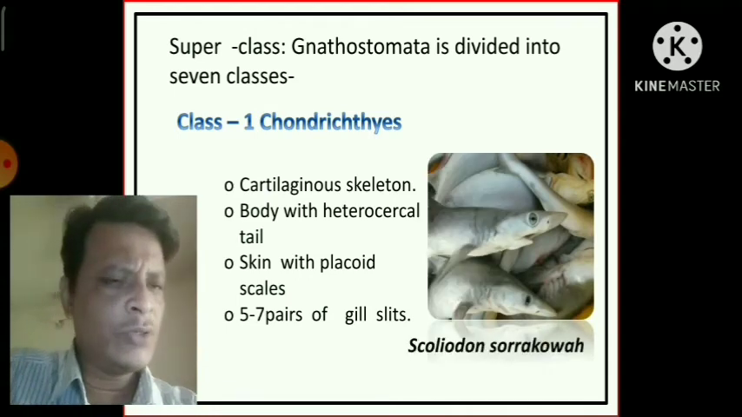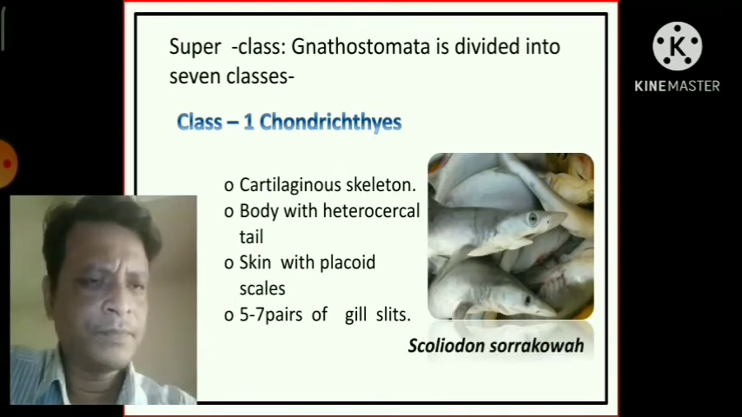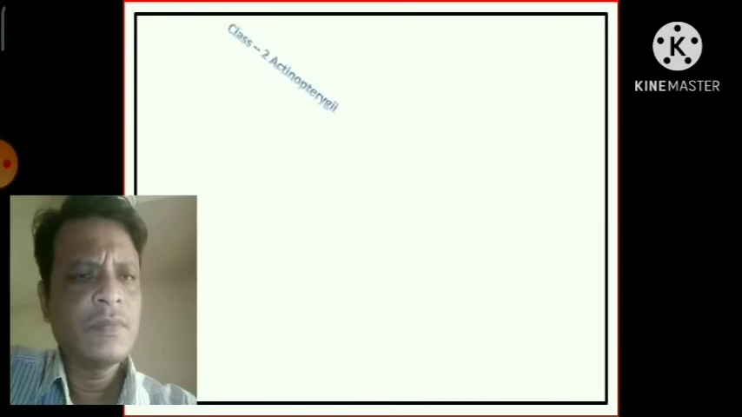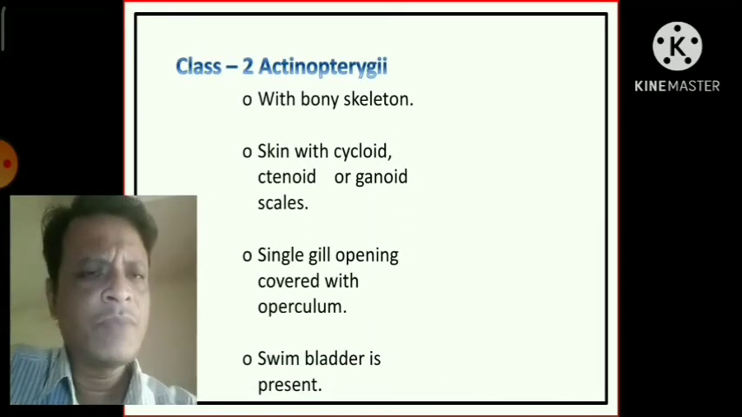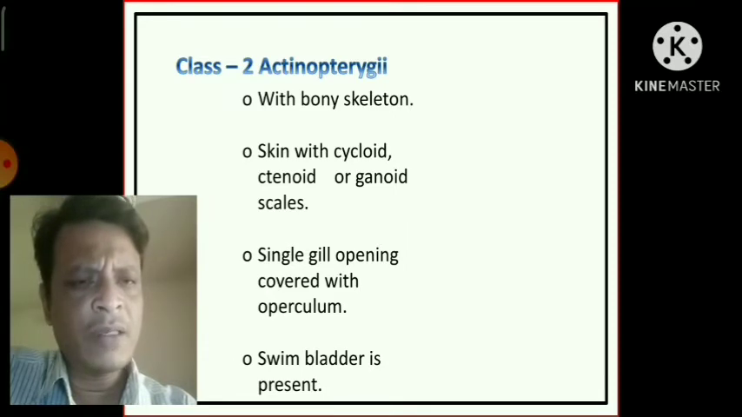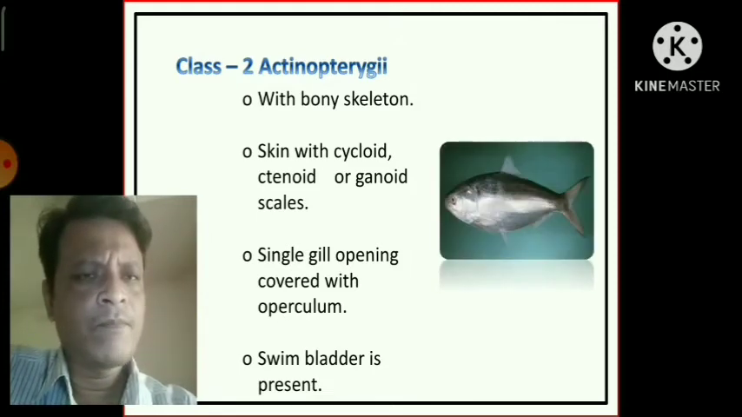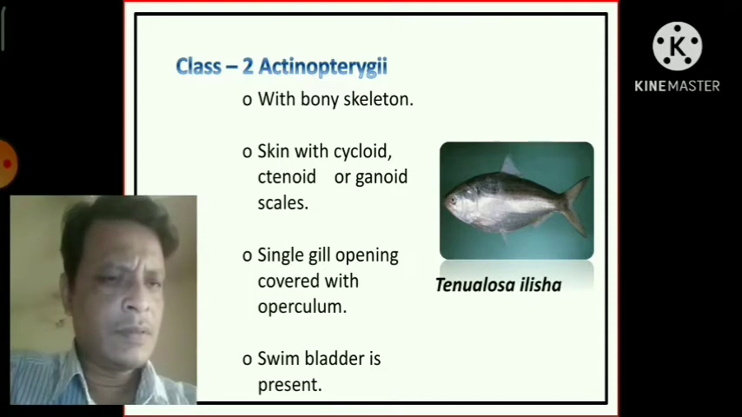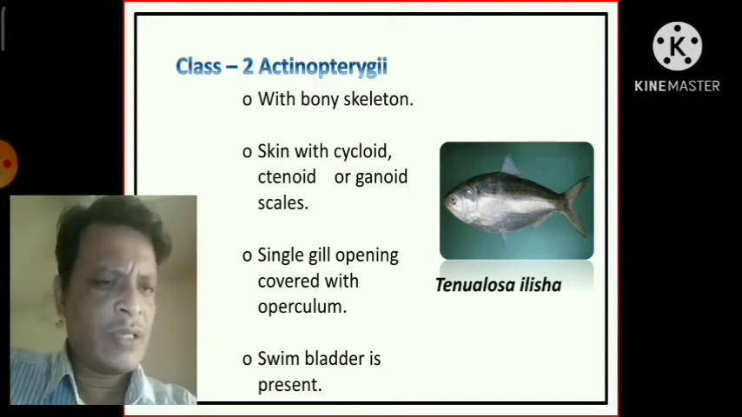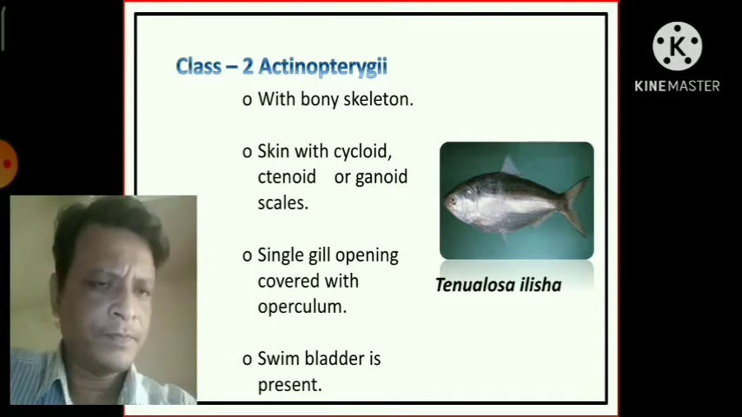Now this is the Scoliodon sorrakowah, and now the class 2, the Actinopterygii. Actinopterygii have a bony skeleton, skin with cycloid, ctenoid or ganoid scales, and a single gill opening covered with an operculum. A swim bladder is present. Example: Tenualosa ilisha.